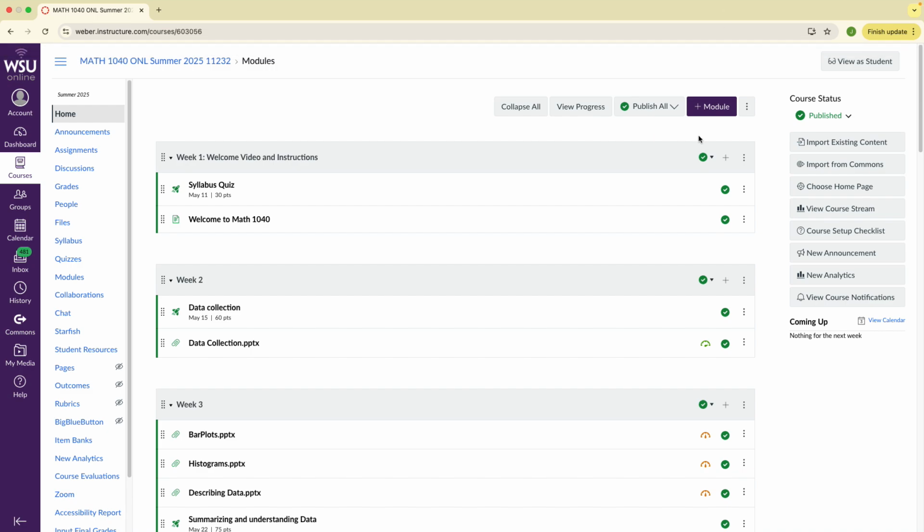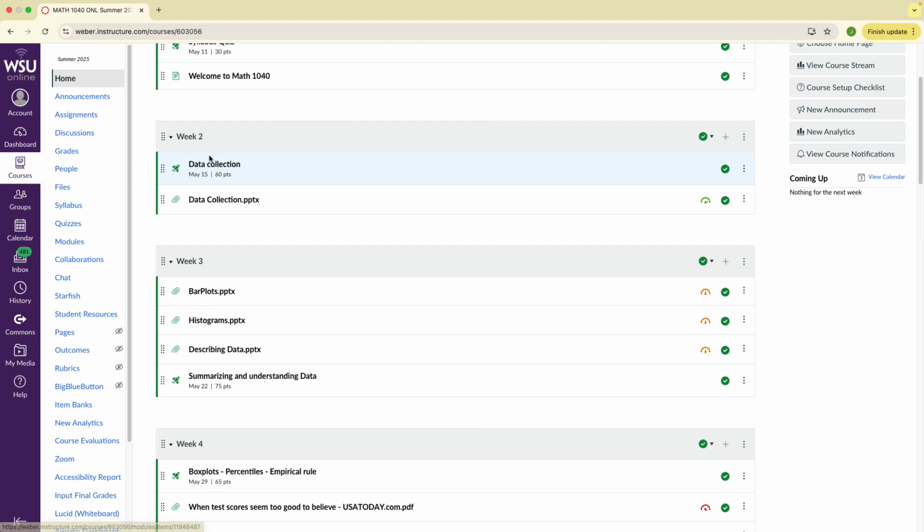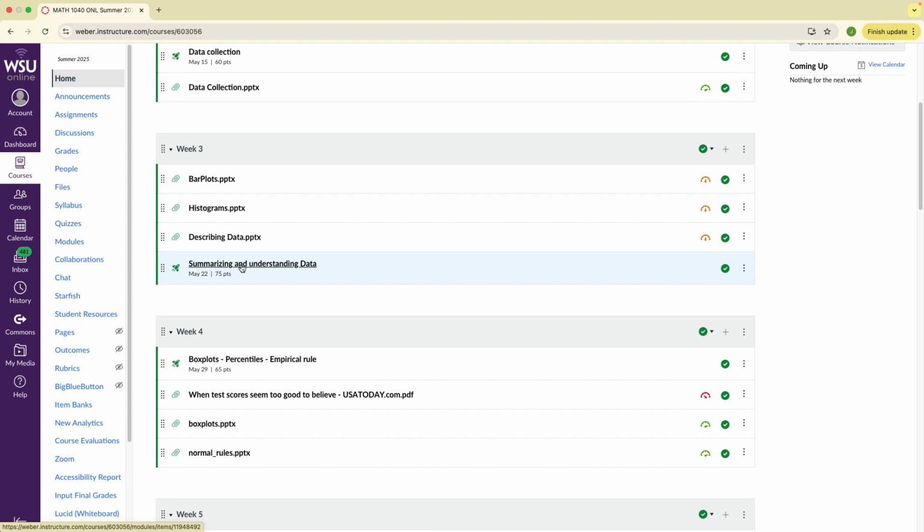I want to lay out the expectations for this course, which are just to follow the weekly modules. So in this first week, you have a syllabus quiz, and we'll go over the syllabus quiz momentarily. In week 2, you have a data collection quiz, and here are the corresponding slides. In week 3, you have your weekly homework or quiz here, and these are your PowerPoint slides corresponding to it.